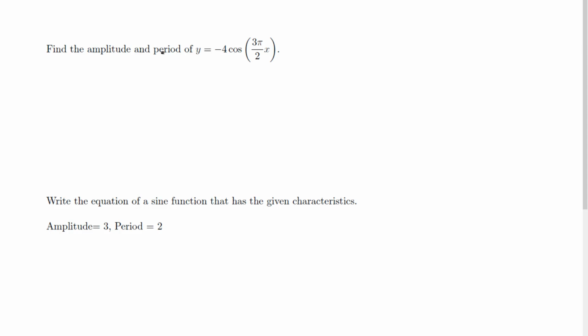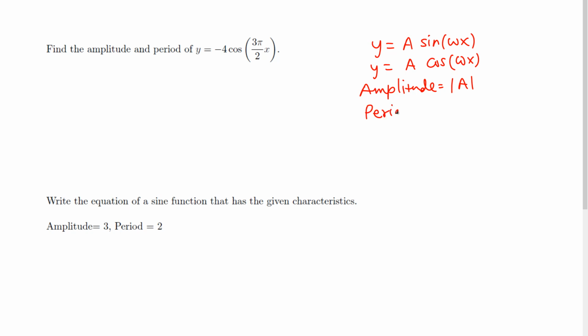Find the amplitude and period of this function. Recall, when we have a function y equals a sine omega x or y equals a cosine omega x, the amplitude is given by absolute value of a and period is given by 2 pi over this positive number omega, and this is like cosine.